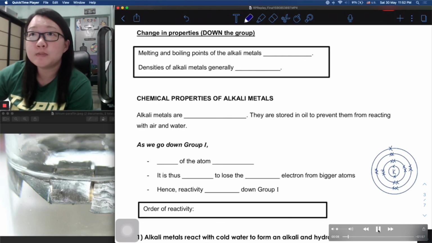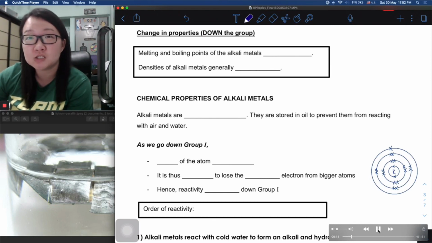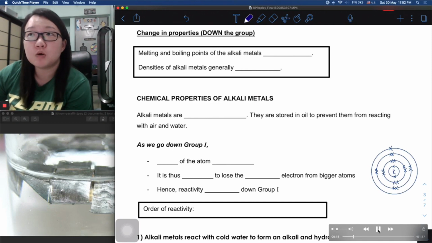So as I mentioned before, periodic table, right? From the word periodic, it already suggests that there's some sequence, some trends going on. So let's look at the change in physical properties down the group. Okay, so mainly melting and boiling points as well as densities. For melting and boiling points, the alkali metals down the group, it will decrease.